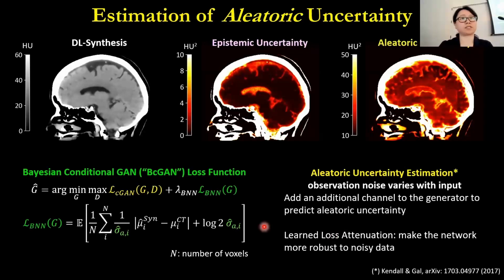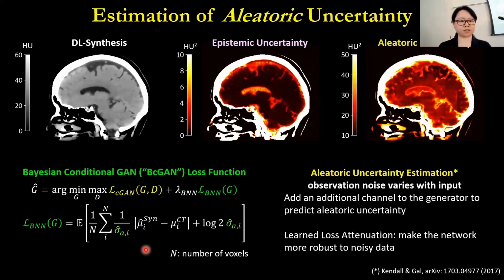And unlike the epistemic uncertainty, which requires a number of inference outputs, the aleatoric uncertainty can be estimated in real time and incorporated into the loss function as a learned loss attenuation. So here we weight the absolute difference between the synthetic image and the ground truth with 1 over sigma A. And this enforces that the inputs with high aleatoric uncertainty will have a smaller effect on our loss function.